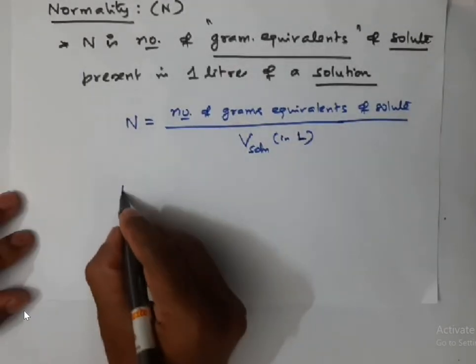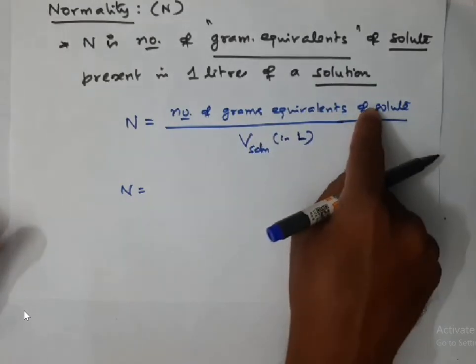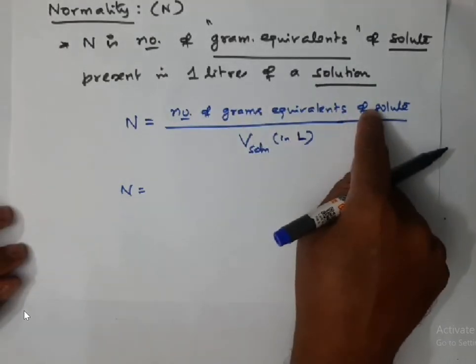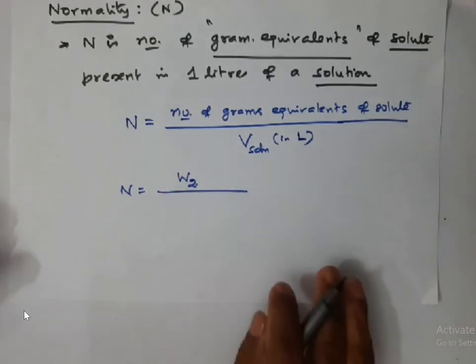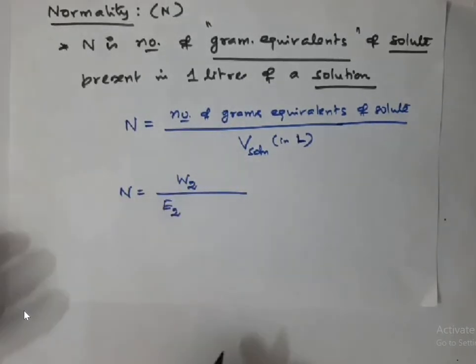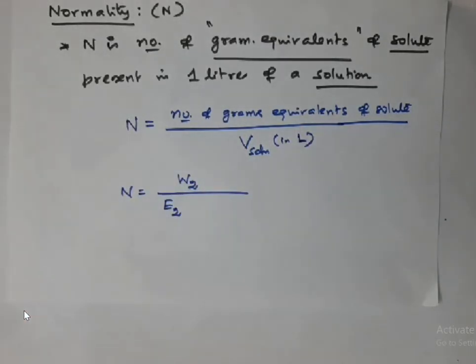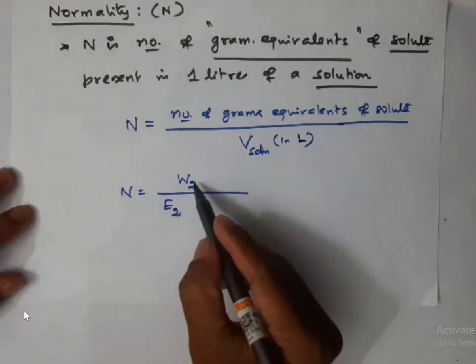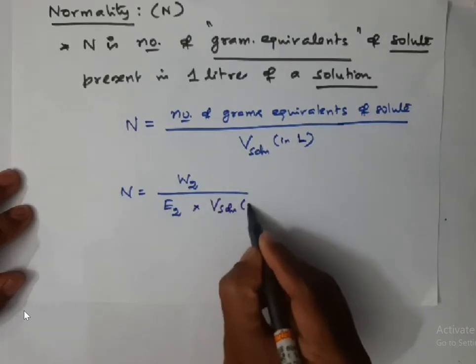Now, what is meant by number of gram equivalents? How to calculate? Very simple. If you want to calculate number of gram equivalents of solute, just take the mass of solute, W2 means mass of solute, and divide this by equivalent mass of solute. Mass by equivalent mass will give you number of gram equivalents. Students, observe carefully. So normality equals W2 by E2 into volume of the solution in liter.